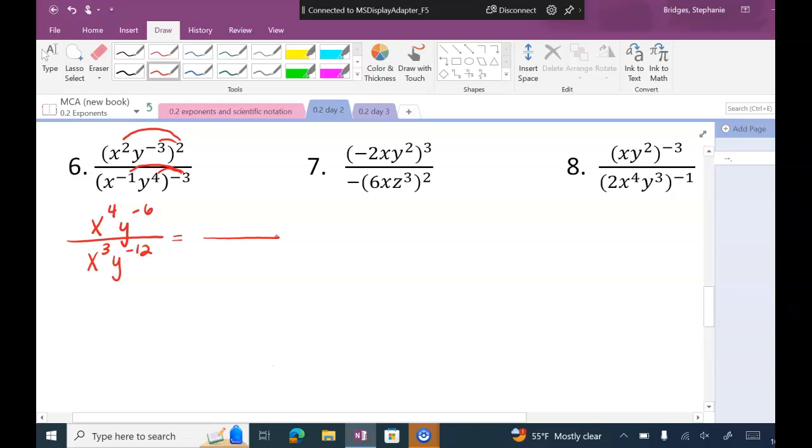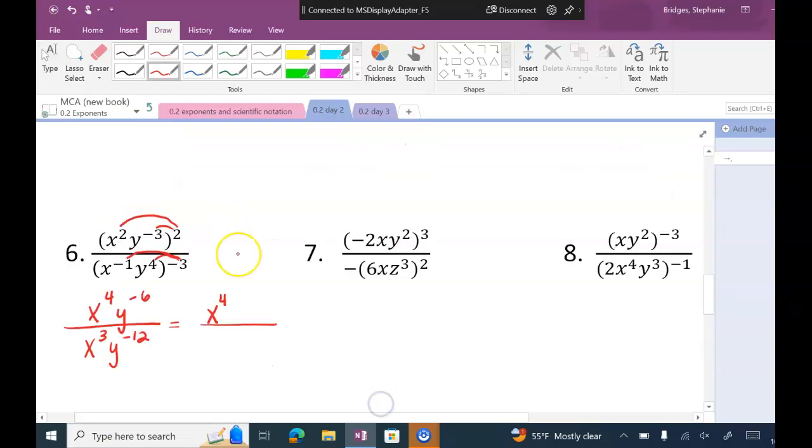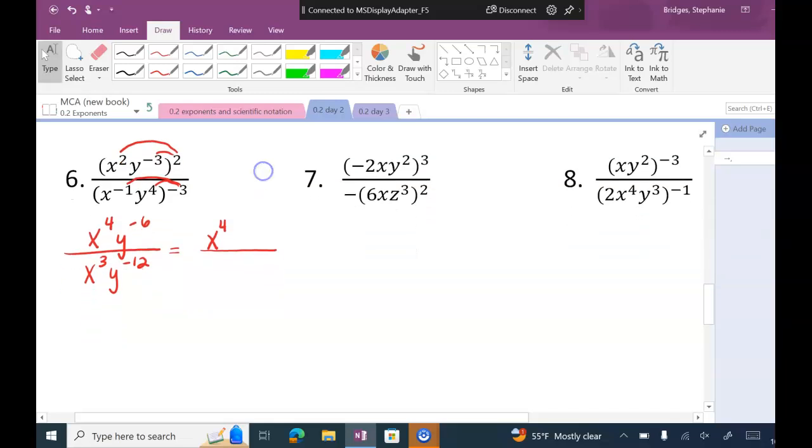Starting at the top, does the x to the 4th need to move? No. Does the y to the -6 need to move? Yes, I'm going to put that at the bottom. It doesn't really matter where you put it, okay? I'm just going to put it as I write it, and then we'll rearrange it as we simplify. All right, at the bottom, does the x to the 3rd need to move? No, I said the wrong word, sorry. What about the y to the -12? Does that need to move? Yes.